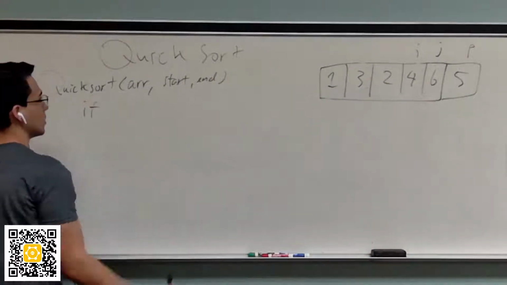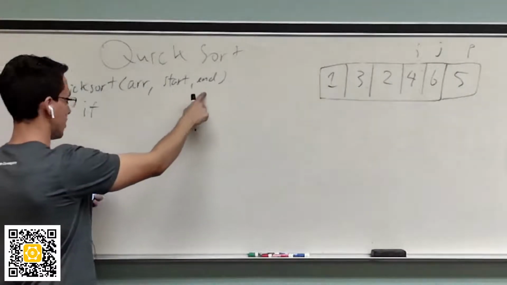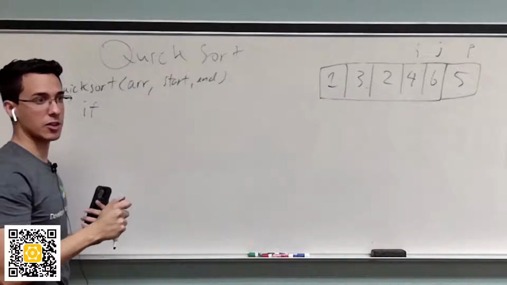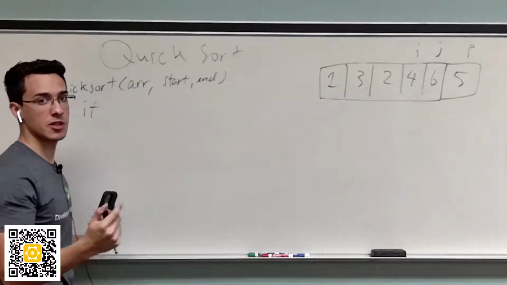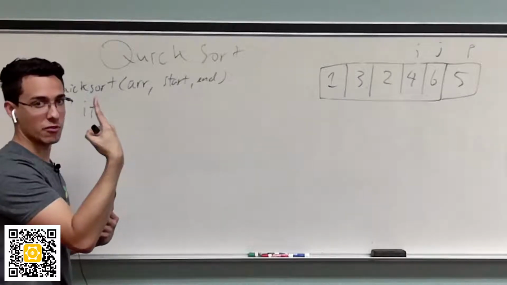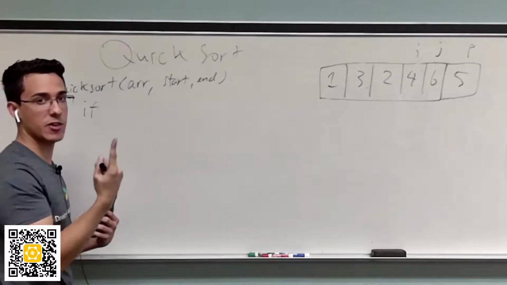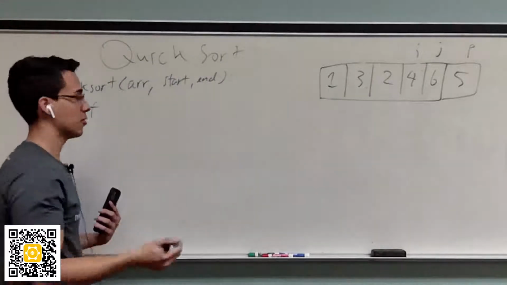So this will only run if the start is less than the end. Let's say the start equals the end. That means the size of the partition, or where you cut it up, is just one value. And an array with one value is already sorted, so you stop. That's the base case, is what I'm saying.